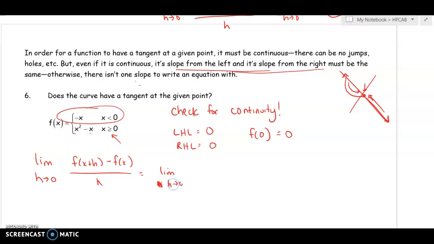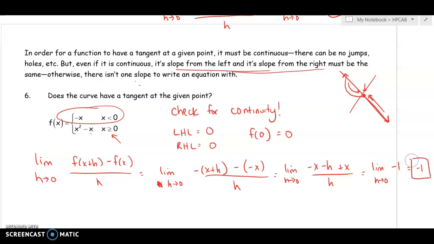The limit as h approaches 0 of f of x plus h, so this would be negative x plus h, minus f of x, so minus this negative x, all over h. Distribute, you're going to get the limit as h approaches 0 of negative x minus h plus x, all over h. And the x's cancel, the h's cancel, you're left with the limit as h approaches 0 of negative 1, which has to be negative 1. So we know that that's the slope for the left branch. Okay, so the slope is negative 1.